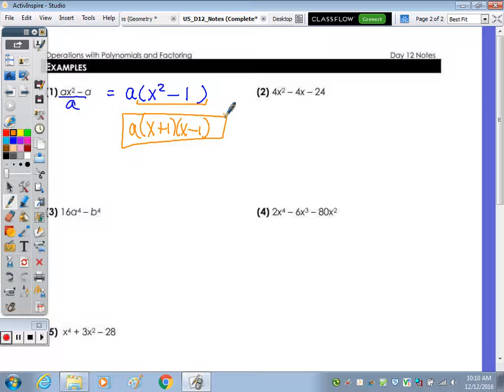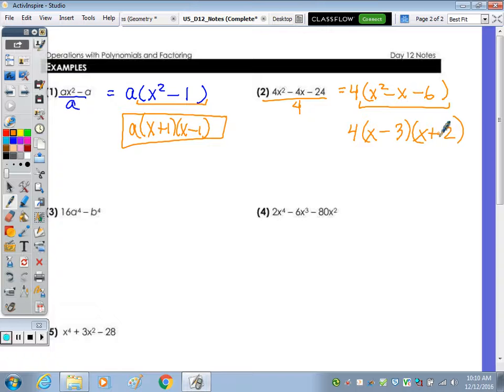Number 2, 4x squared minus 4x minus 24. The GCF is 4. Pull out the 4, and we get what's left over after we divide, x squared minus x minus 6. Can that be factored? Are there factors of -6 that combine to -1? Yes, there are. So setting up, it's a trinomial, your two parentheses. Factors of 6 that combine to 1 are 3 and 2. So it'd be negative 3 plus 2 to get that negative 1.